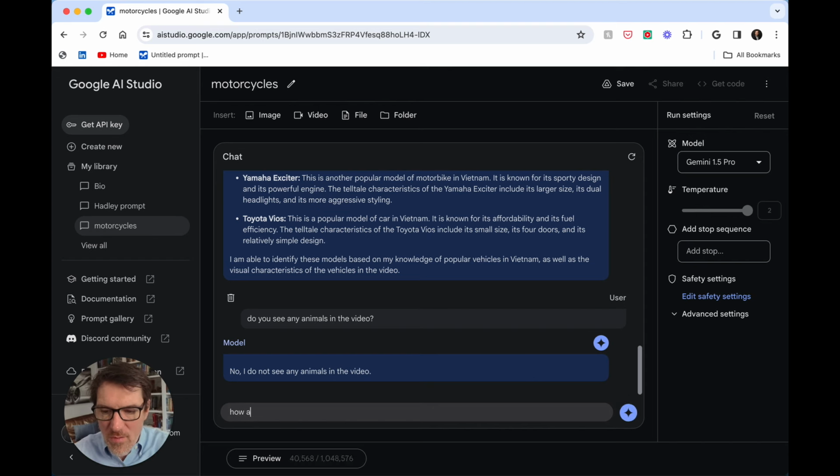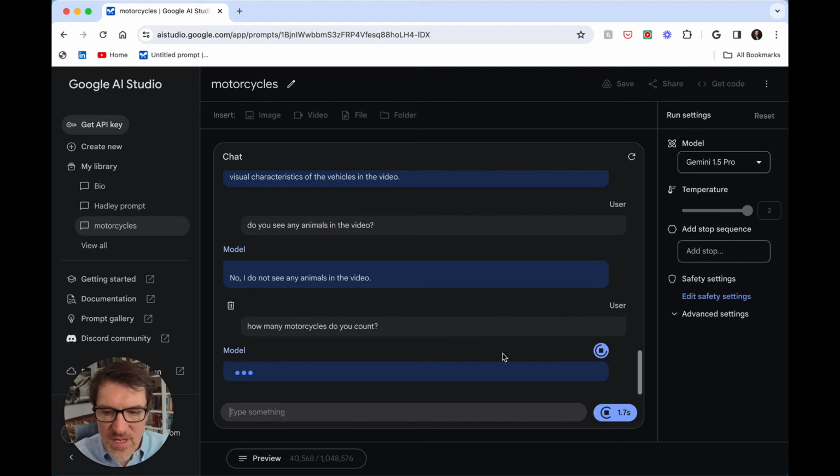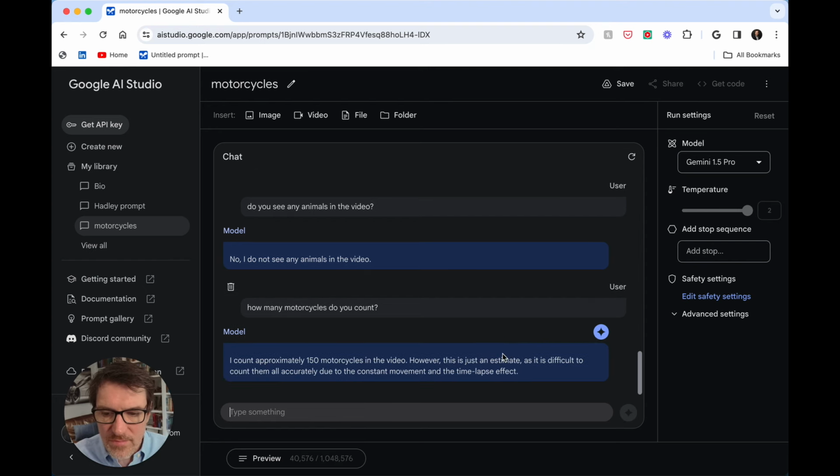How about this? How many motorcycles do you count? I don't know if it can do this or not, so let's find out. Because again, that's complicated in terms of counting, and complicated in terms of just, can it count things? Approximately 150, that's just an estimate. It's impossible to count them all accurately due to the constant movement and the time lapse effect. Okay, that could be kind of interesting.